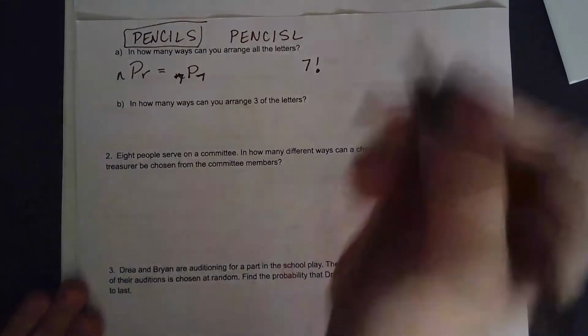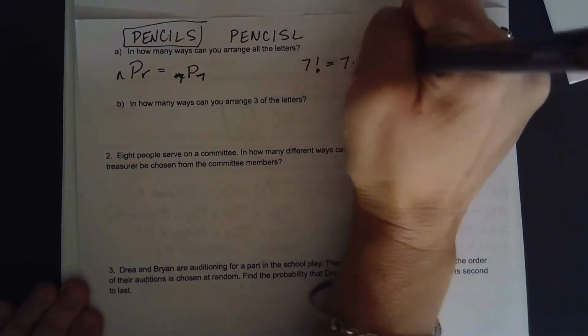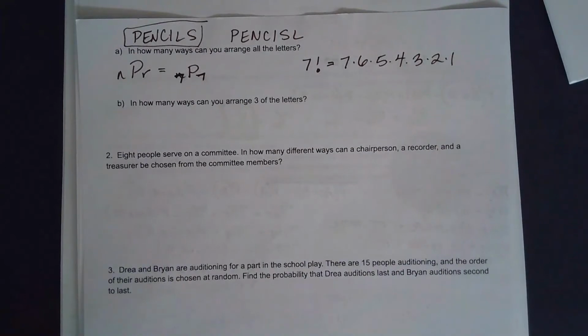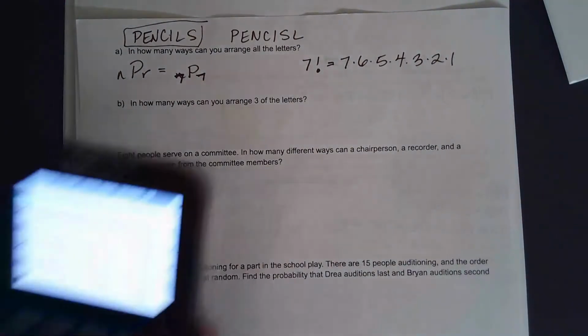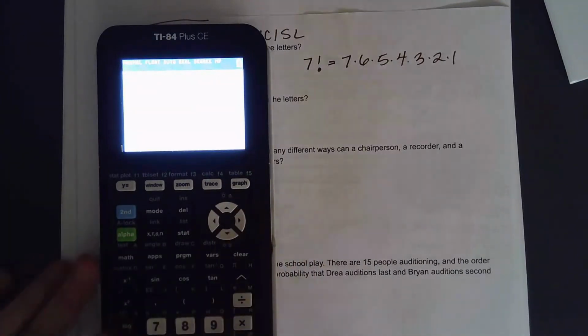So 7 factorial, and just to write it out, just means 7 times 6 times 5 times 4 times 3 times 2 times 1. Now you can do this in your head, probably not in your head, but you could probably do it on your calculator fairly easily. Just do 7 times 6 times 5 and all the way down.